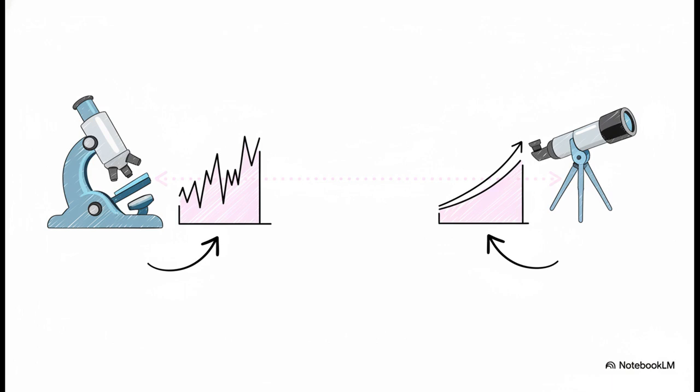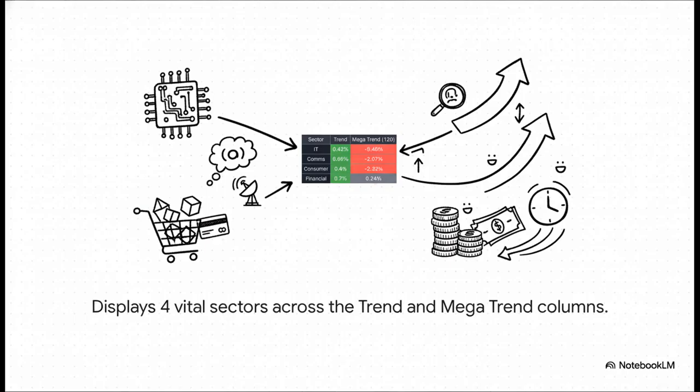This is your macro view. This is the big picture, the institutional context, calculated on a much higher time frame like a 60-minute chart. And here's what it looks like in action. See? It's really simple and direct.